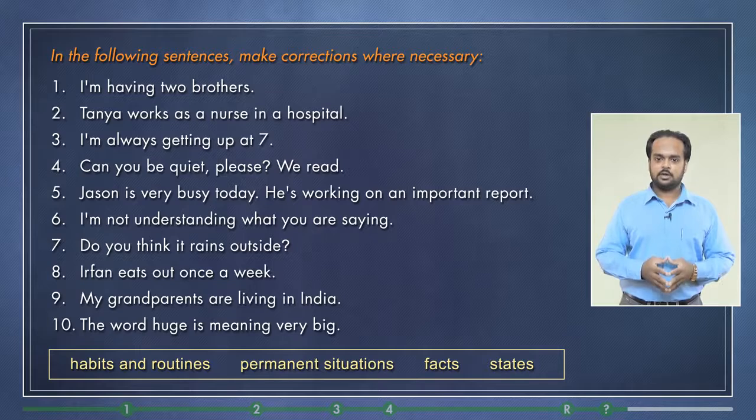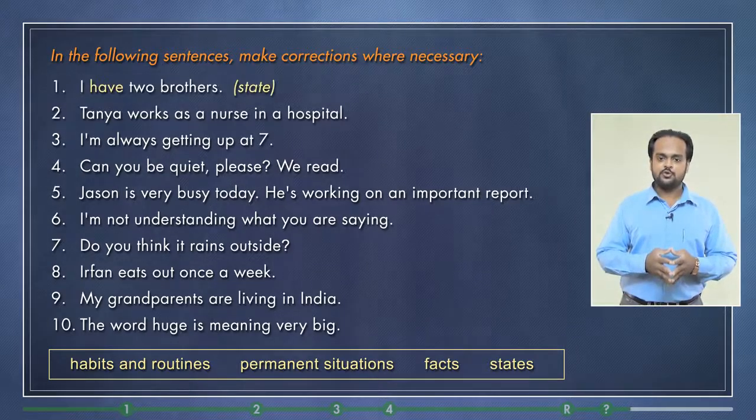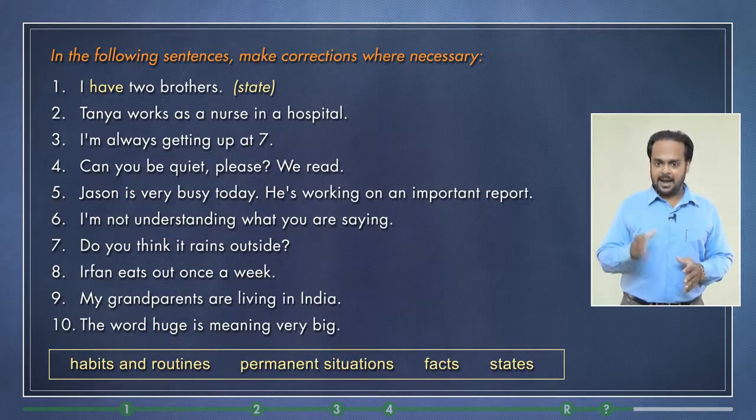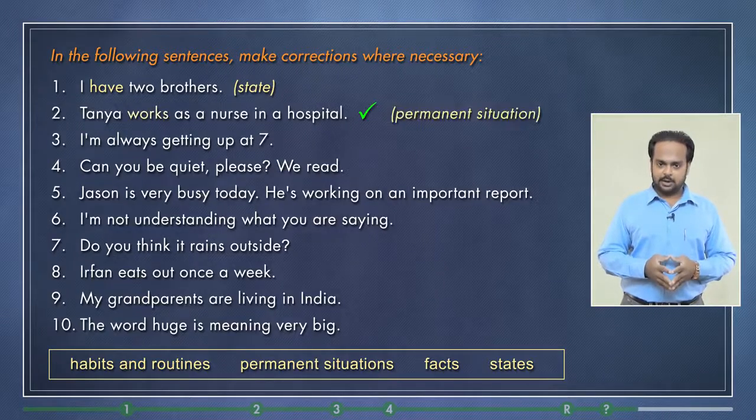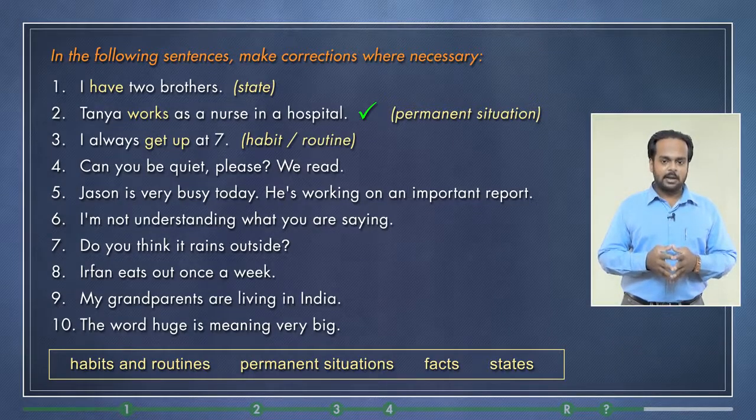All right, let's look at the answers. Number 1 is wrong. It should be I have 2 brothers, because this is a state. The verb have shows relation. That's why we use the present simple. Number 2 is correct. It's a permanent situation, so no ing form. Number 3 is wrong. It should be I always get up at 7, because this sentence talks about a routine. It's my habit to get up at 7.